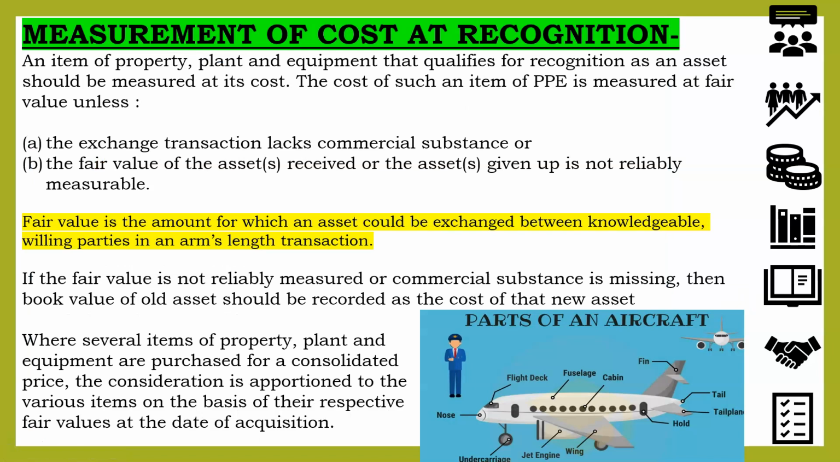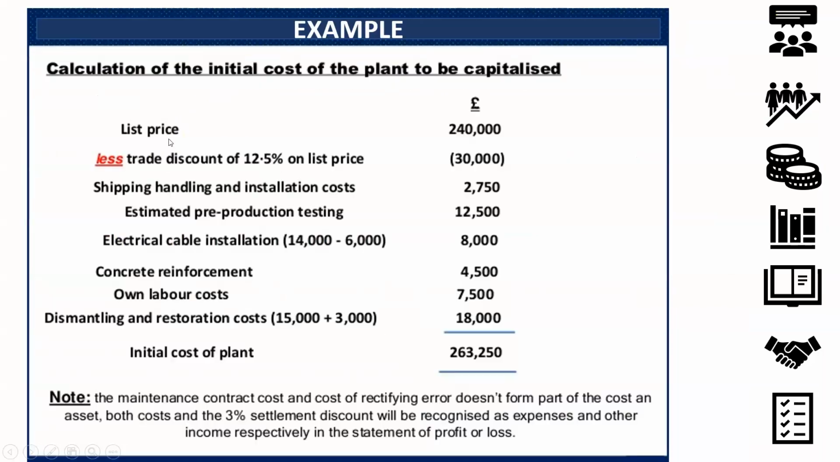So, measurement of cost at recognition. We also studied that once the asset qualifies for recognition as an asset into the books of accounts, it should be measured at fair value. Fair value is nothing but the price at which a transaction takes place between two persons who are knowledgeable and willing. Also, the transaction takes place at an arm's length price, that is not contaminated by related party transactions.